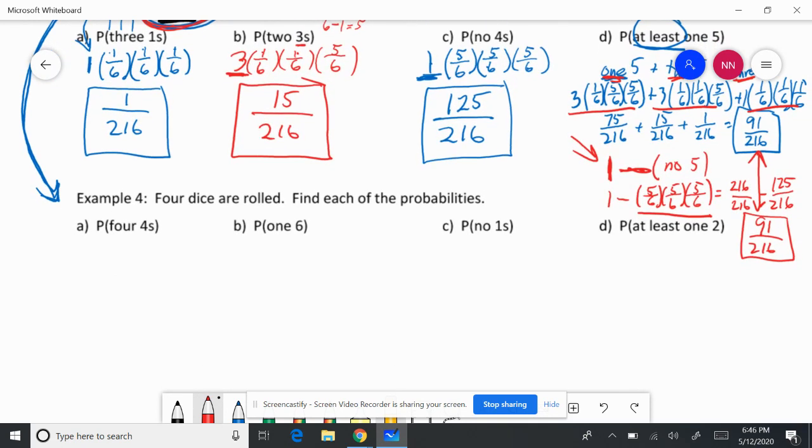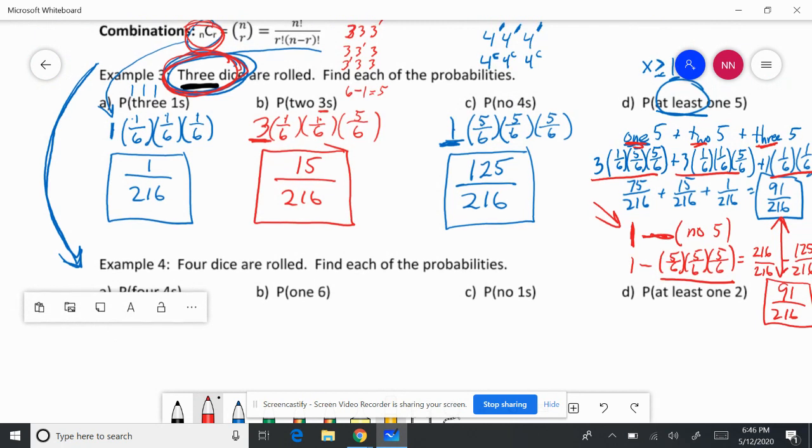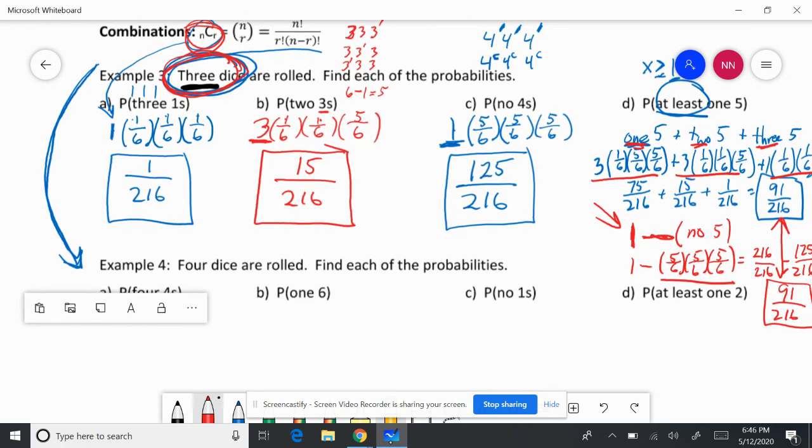Now, with example 4, this is a little bit more difficult because what we have are 4 dice. So that means that there's going to be 4 probabilities. When we're looking at the first one, it tells us that there are 4 4s. So if there are 4 4s, that would be 4 probabilities. 1/6, 1/6, 1/6, and 1/6. How many different ways can this happen? Only one. You get a 4, you get a 4. You get a 4, you get a 4. So that would be our combination. 1 times 1 times 1 times 1 gives us 1. 6 times 6 times 6 times 6 gives us 1296.